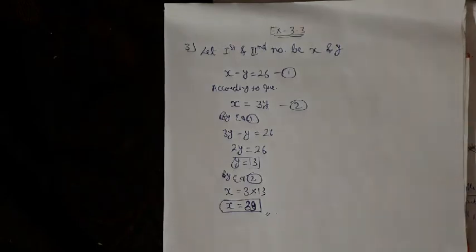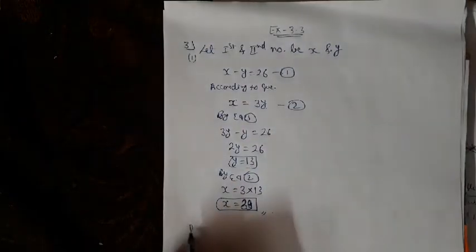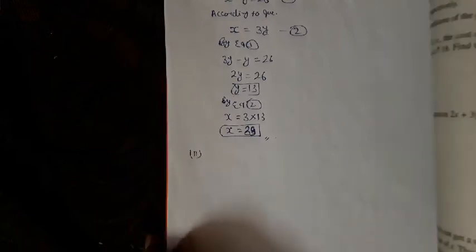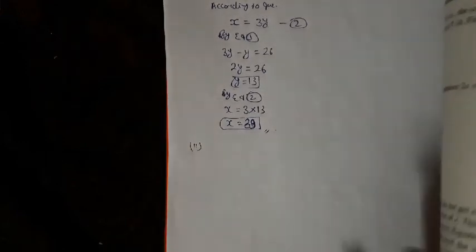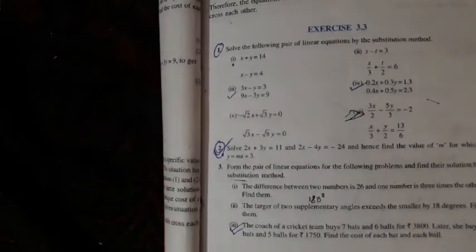Now see the second one. It was the first question of third, and now we'll solve the second one. Now I'll make only the equations, and the remaining part you have to solve. Clear? See the second part. The larger of two supplementary angles. As we know, supplementary means the sum of two angles would be equal to 180. In 7th and 9th class we have already learned this. Supplementary means the sum of the angles would be 180.